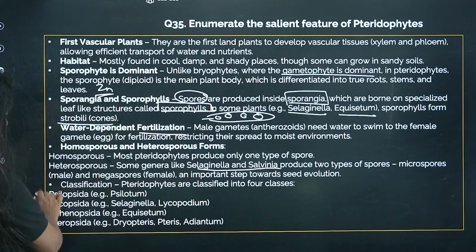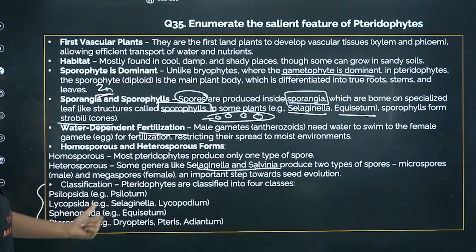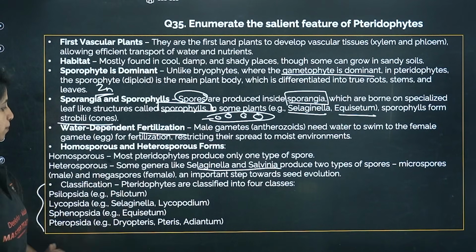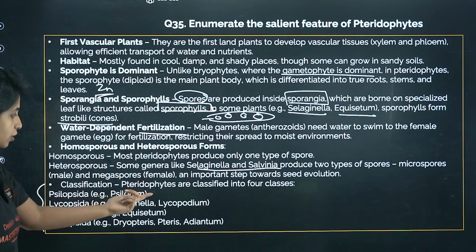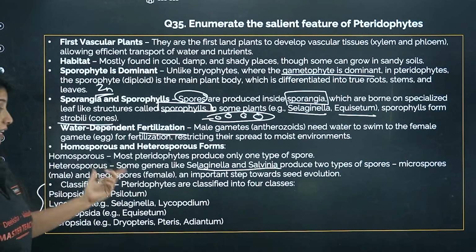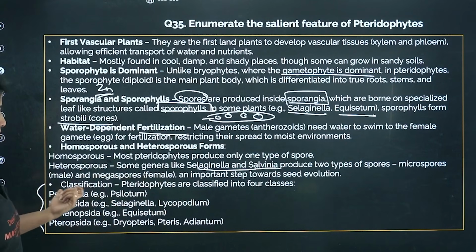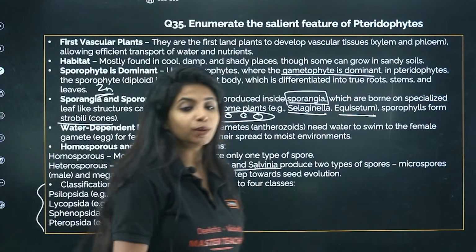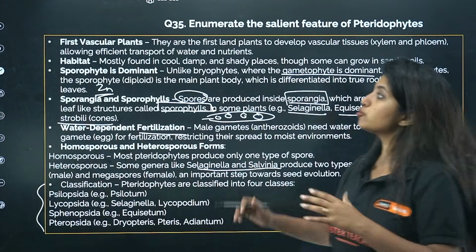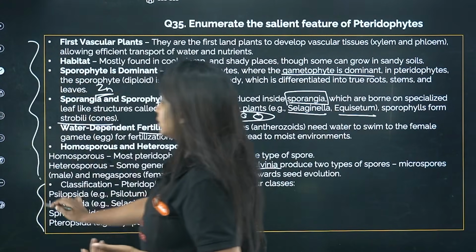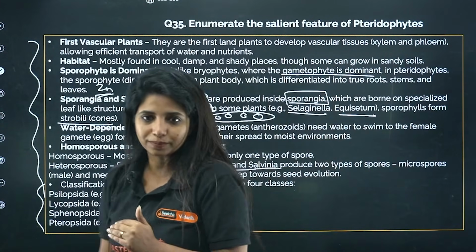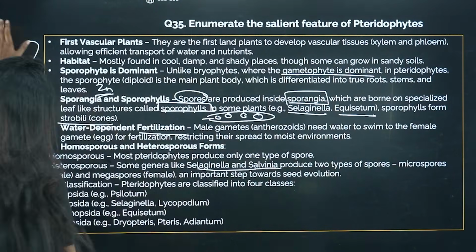Pteridophytes basically are classified into four classes: Psilopsida, Lycopsida, Sphenopsida and Pteropsida. In that you have examples for all of them. Psilopsida example is Psilotum, Lycopsida examples are Selaginella and Lycopodium, Sphenopsida example is Equisetum, and last but not least, Pteropsida examples are Dryopteris, Pteris, and also Adiantum. So these are the things that you should be writing about: the salient features of pteridophytes, since it is a 5-marker question. At least these points would do. Done. That's all. Okay, next question.